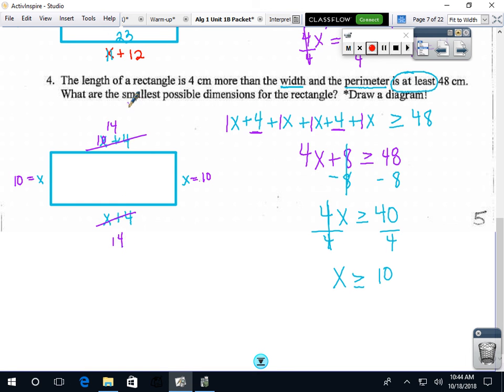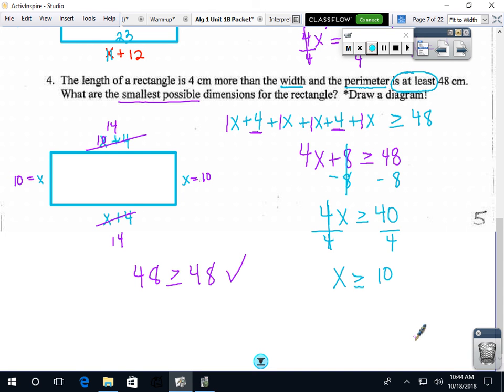And remember, they wanted the smallest possible dimension. So we wanted to use the smallest possible number that was greater than or equal to 10, and that's 10. And now, what do those four numbers add up to be? And is 48 greater than or equal to 48? Yes, they're equal. So those were the smallest numbers that would make your perimeter at least 48.